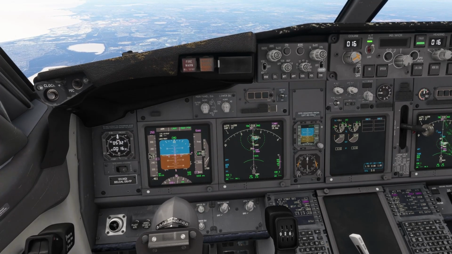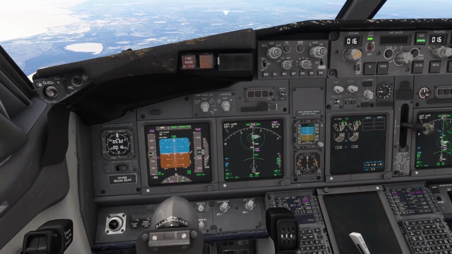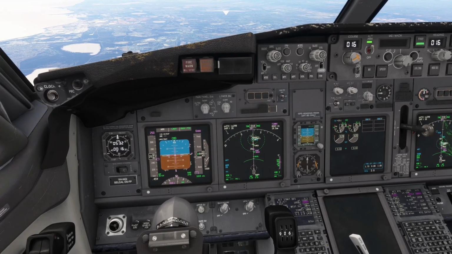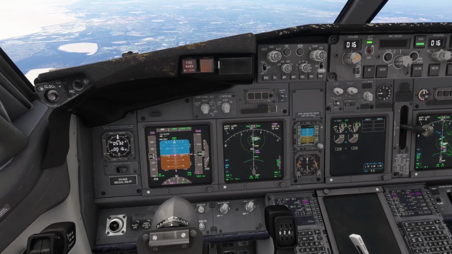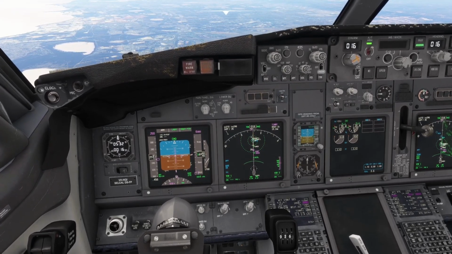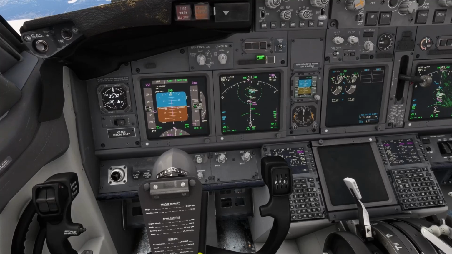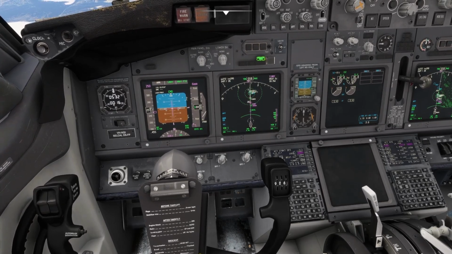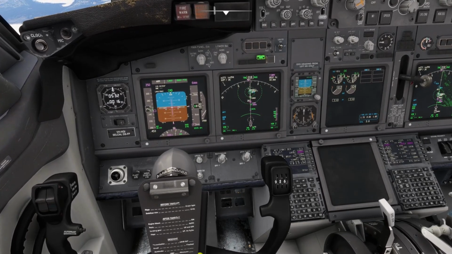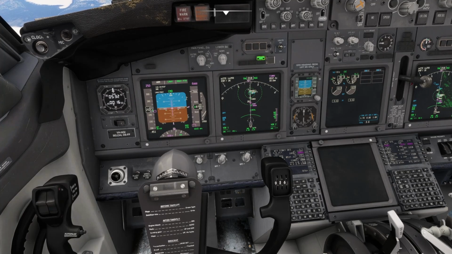For airliners, there's the FlyByWire A32NX for MSFS, completely free. And the Zibo 737 for Explain, also completely free. Both are good quality, free, and very good for starting to learn airliners.